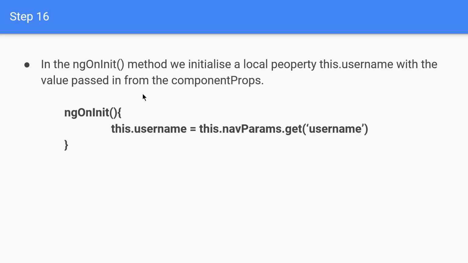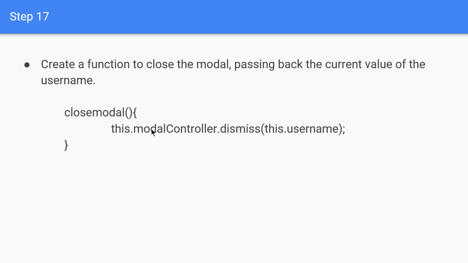We're getting close to the end. In our ngOnInit method, we're going to initialize a local property of this.username with a value that's passed in from our component props. So as we load our page, we're going to grab whatever the parameter was and save that into username, where it'll be ready there for us to edit before we say we're done to send whatever this value was changed to back to our original component.